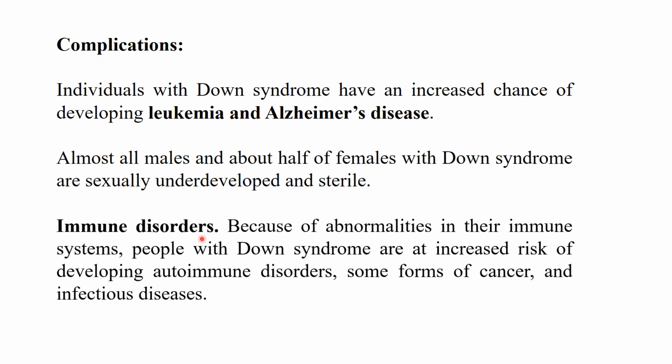Immune disorders. Because of abnormalities in their immune systems, people with Down syndrome are at increased risk of developing autoimmune disorders. Some forms of cancer and infectious diseases are common because the immune system is not functioning properly. There is no strong defense against different types of foreign agents.